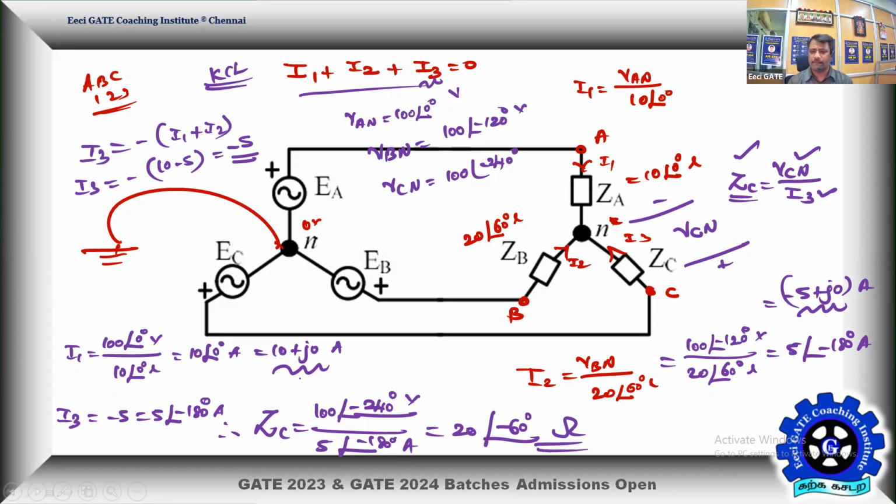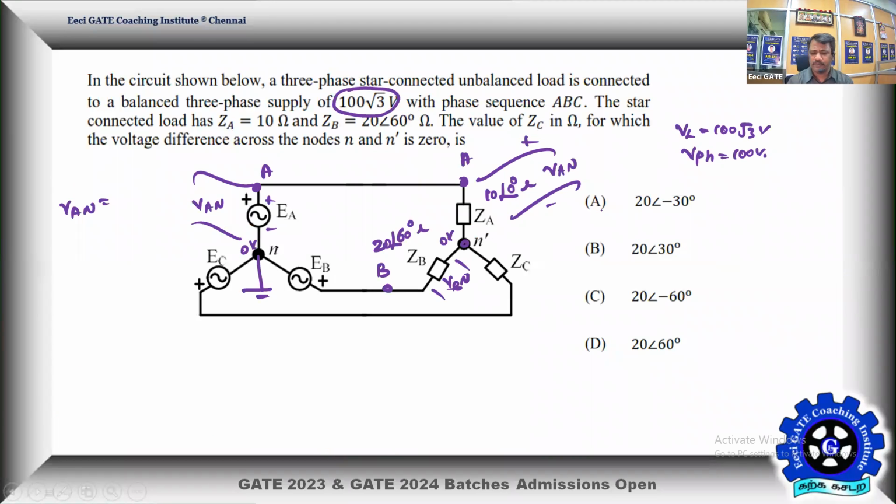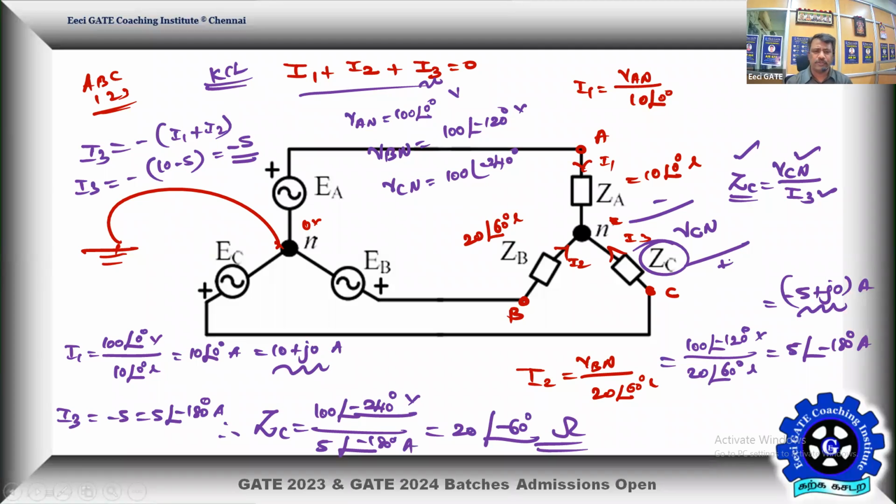So that's the impedance needed for ZC to make the neutral current 0, or to ensure there is no potential difference between N and N dash. So that's an interesting problem. The best possible answer is 20 at an angle minus 60. Yes, that's the correct answer. If you want, you can verify the steps or substitute 20 angle minus 60 and ensure you strike the KCL balance. Yes, that's a good problem, and I hope you enjoyed this content.